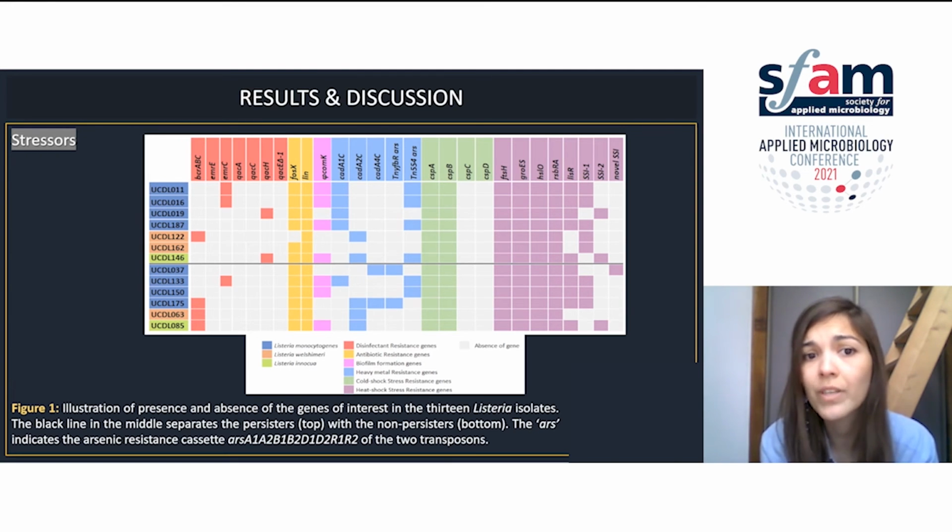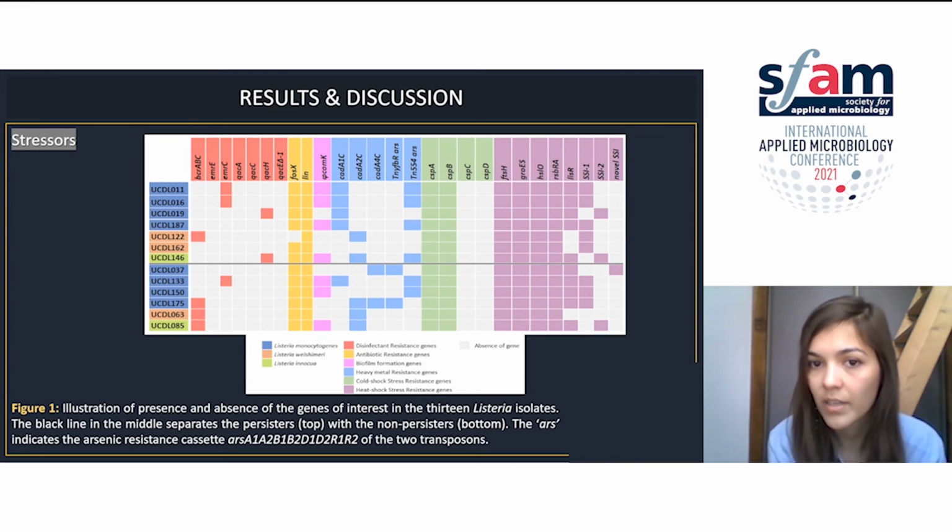But what is of interest is that the cadA1 gene is more common in persisters, whereas cadA4, which is known for providing lower tolerance, was only found in the non-persisters. Regarding arsenic, the presence of the transposon Tn554, which carries the arsenic resistance cassette, in persistent isolates could possibly be due to horizontal gene transfer events.